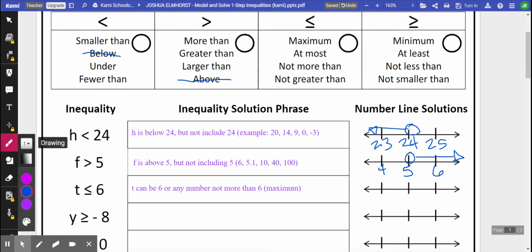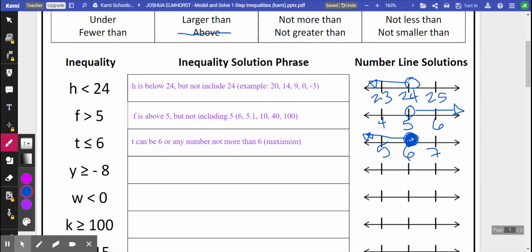Okay, so we go over here. So we could say start at 6, 7, 8. No. What am I doing? 5. There we go. All right, now if 6 is the maximum, then every number has to be less than that. Okay, and then it can be 6, so we are going to shade in the circle for 6. All right.